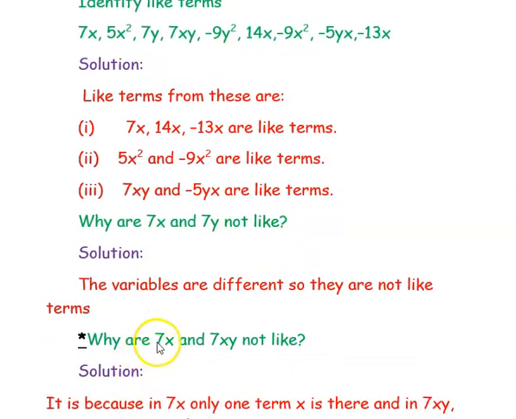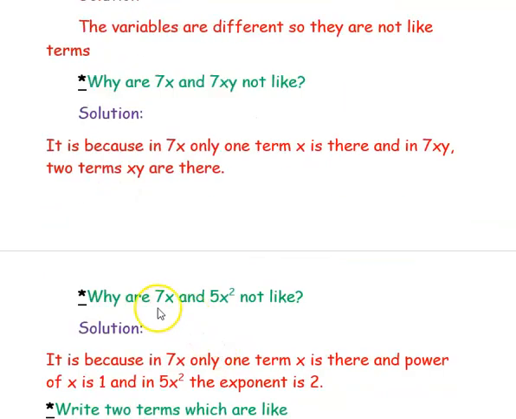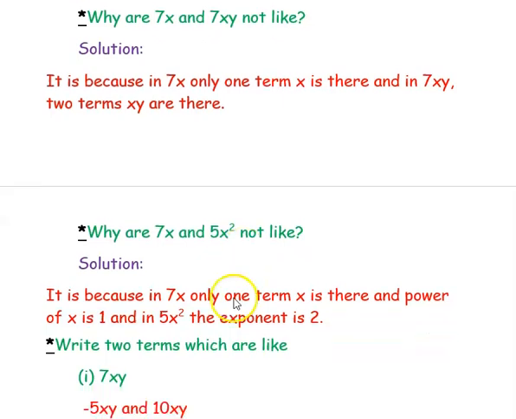Now, why are 7x and 7xy not like terms? See here, 7x has only one variable, x. 7xy has two variables. So they are not like terms. Next one, why are 7x and 5x square not like terms? See here 7x, the power of x is 1. And if you check 5x square, the power of x is 2. So it is 1 and it is 2. So the power is not the same. So they are not like terms.